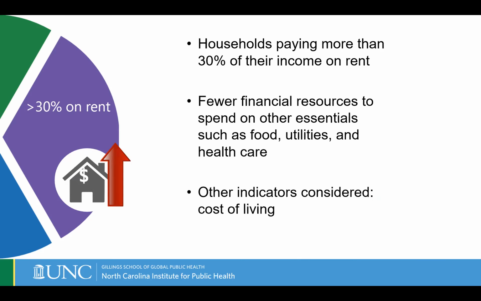Families who rent rather than own their homes are more likely to spend more than 30% of their household income on housing costs. And families who spend a disproportionate amount of their income on housing costs have fewer financial resources to spend on other essentials for their health and well-being, such as food, utilities, and healthcare. These families are also more likely to report difficulties accessing health care services and are more likely to utilize the emergency room. They are also less likely to have savings that could offset an unexpected medical bill or healthcare need.